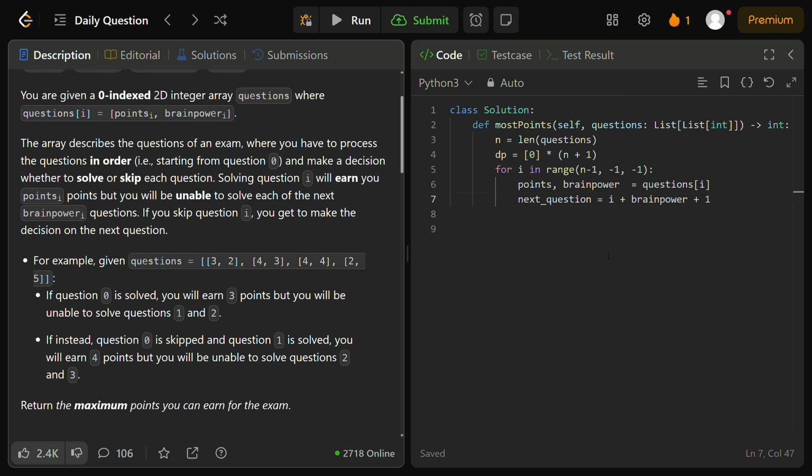That's going to be the next question index if we actually try to solve this one. That's going to be the current index plus the brain power questions forward, plus that extra question to account for that offset for the accurate number of questions that we have to skip.